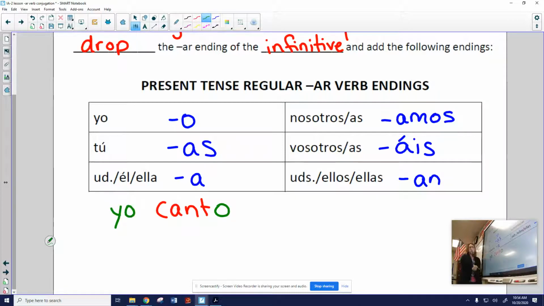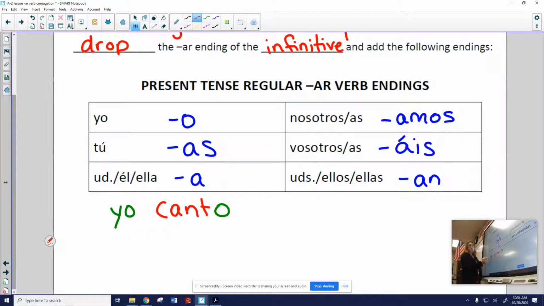We could add the subject pronoun, yo canto, or we could just say canto, because in Spanish there's 6 different endings, so the ending of the verb tells you who's doing it without needing the subject pronoun yo. You could take it off. Bueno, I won't. Another example is, what's a good verb?